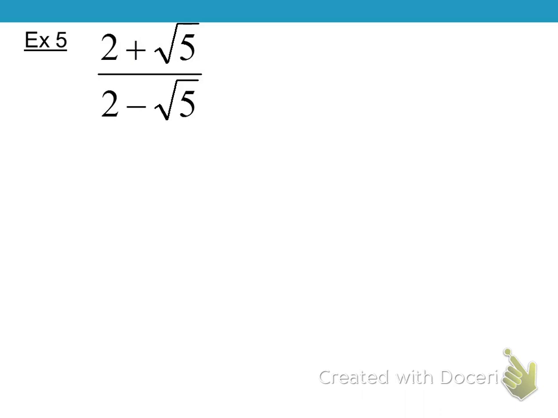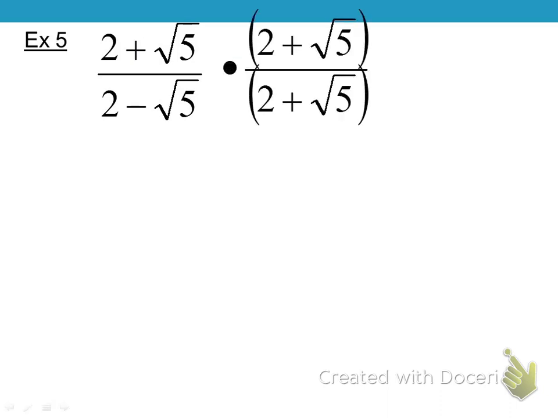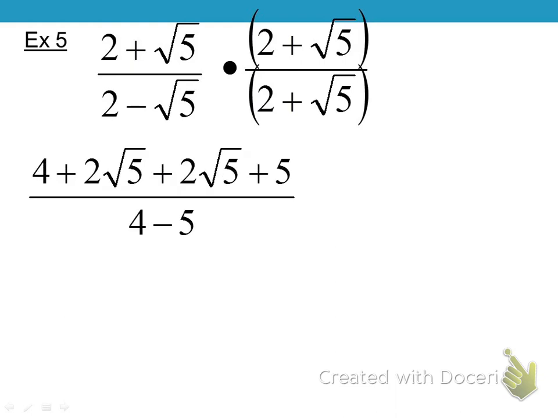So what am I going to do? I'm going to multiply top and bottom by 2 plus the square root of 5. Now, up top, you'll get 4, and then plus 2 square root 5 plus 2 square root 5 plus 5.